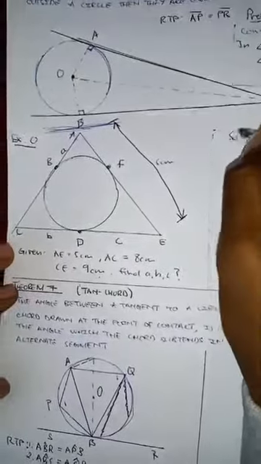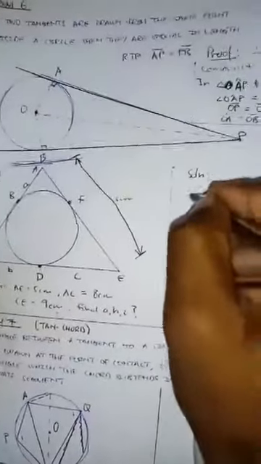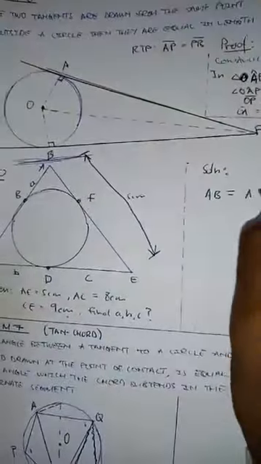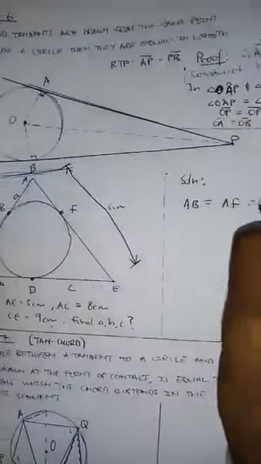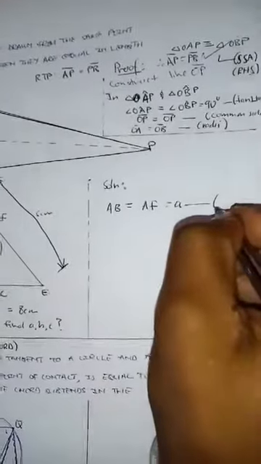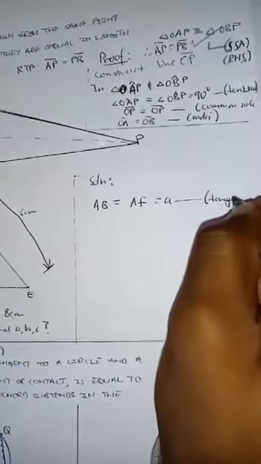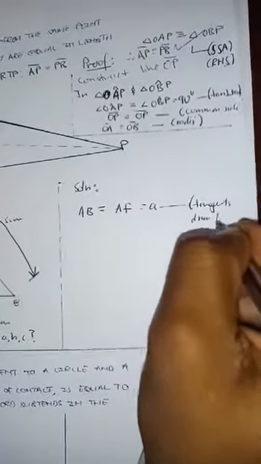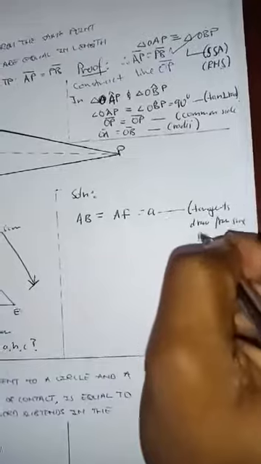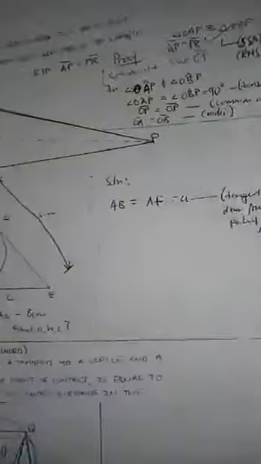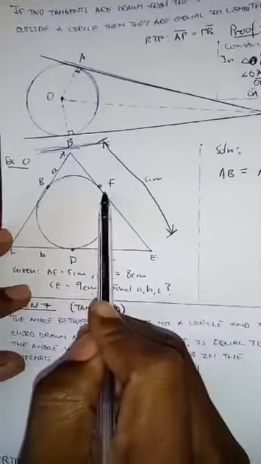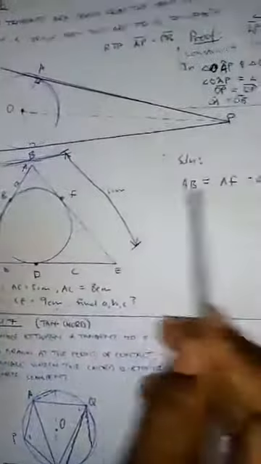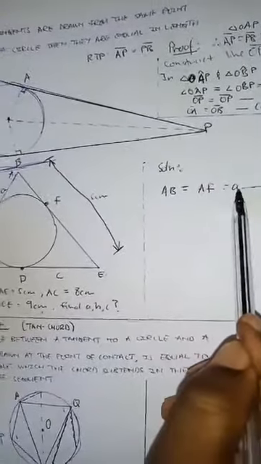So the solution: what do we know? We know that AB is equal to AF, which is equal to A. And what is the reason? The reason is that these are tangents drawn from the same point. This is just the theorem which we've just proven to be true. If we see two tangents drawn from the same point, then their lengths must be equal. And the length is A.